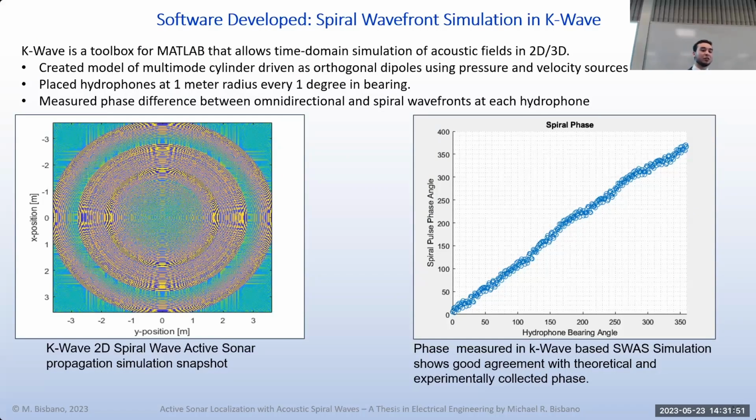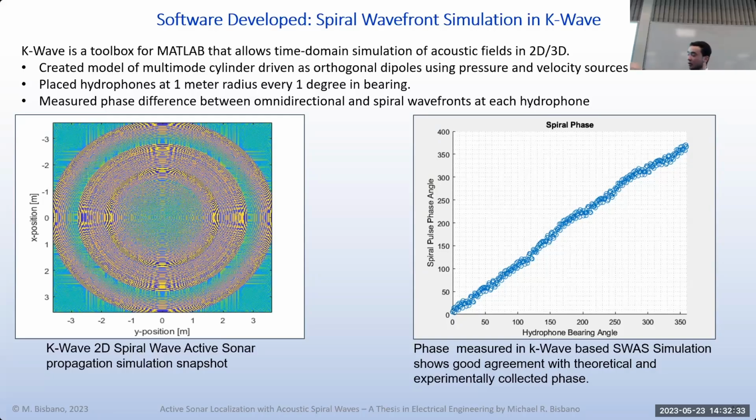Then I did a quick simulation, well, not a quick simulation, a very long simulation in a toolbox called K-Wave, which is primarily made for medical ultrasonic applications like phased arrays, but it allows you to do time domain simulation of 2D and 3D fields. So I created a model of that multi-mode quadrature dipole cylinder in this using pressure and velocity sources. You specify what time they move and how much, and then place hydrophones at 1 meter radius every 1 degree bearing. And this plot on the right is showing the phase difference estimated between an omni pulse and a spiral pulse created in this simulation.